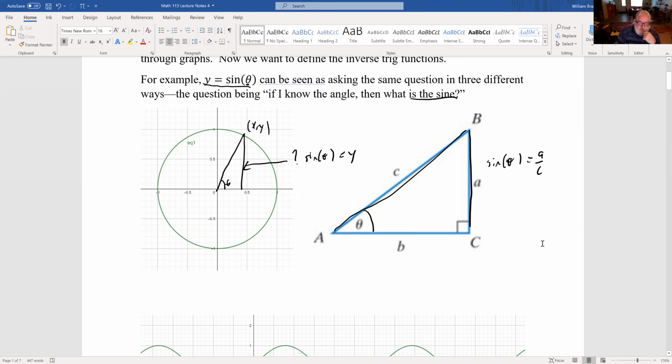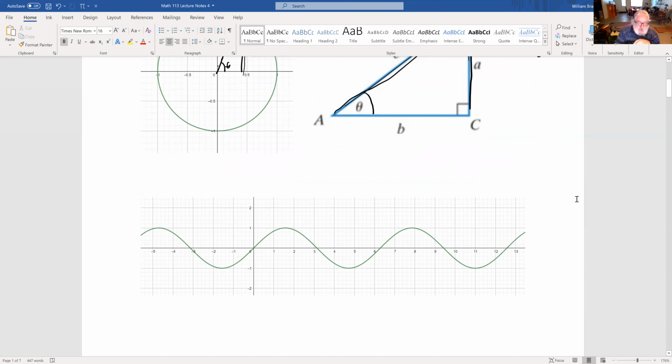What's the connection between this? This is hypotenuse 1, right? So sine theta is y over 1, which is opposite over hypotenuse. And on the graph, if we pick a particular value of theta, say an x value for whatever your theta is, you go up and you find y equals sine of theta. Great. So sine is asking, if you know the angle, can you find the sine?